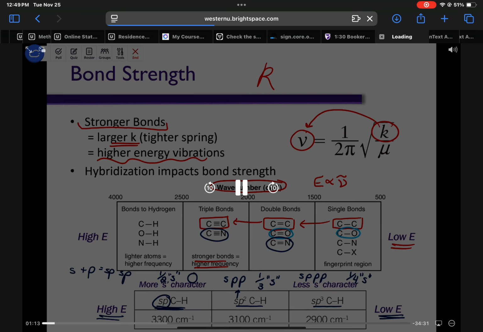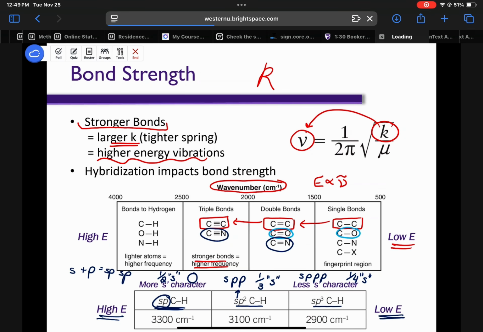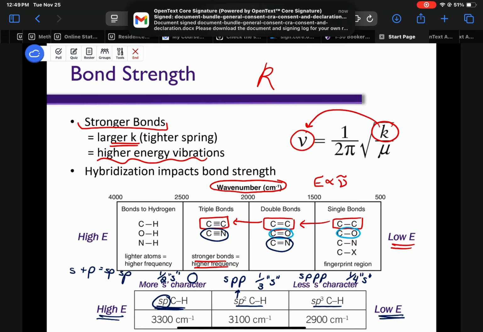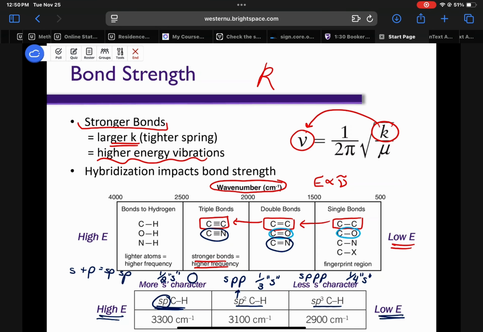Periodic table. Okay, we are looking at how a bond is like a spring. And a stiff bond, or a stiff spring, which means a strong bond, vibrates at higher energy. As we go from a carbon-carbon single to double to triple bond, it vibrates at higher energies, higher frequencies, which is higher wave numbers. Frequency is proportional to K, which is the spring constant or the strength of that bond.